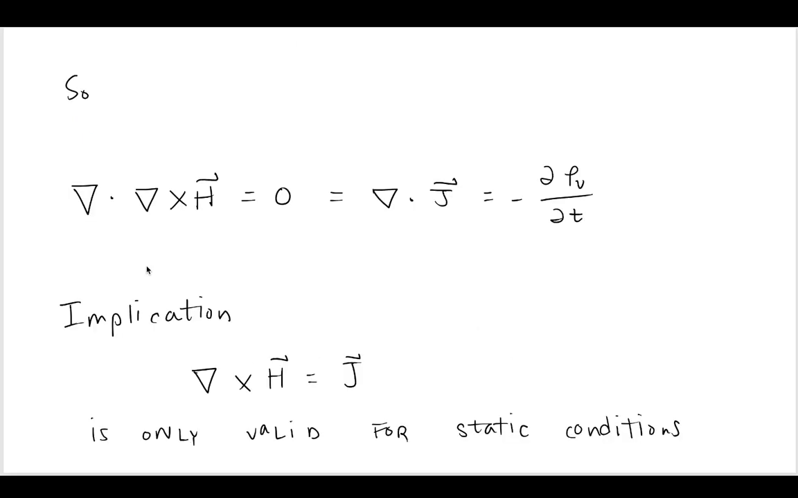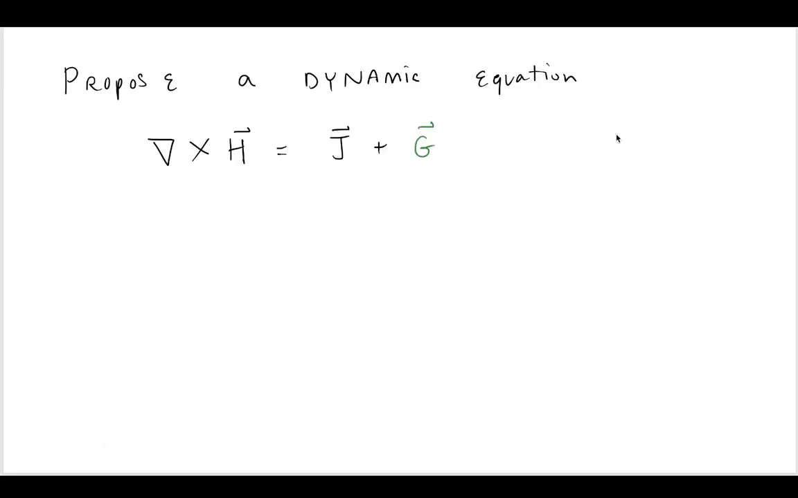So if we have the left-hand side and the right-hand side, the implication is that this would only be valid for static conditions, because the divergence of J is only going to be equal to 0 when this dt term is equal to 0. So if it's only equal for static conditions, we need something to account for what happens under dynamic conditions. So we're going to propose a second term for this equation. We're just going to use a placeholder, g.